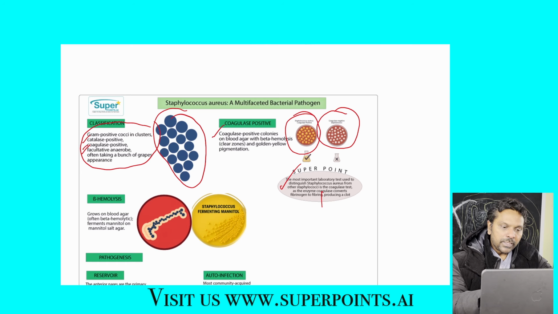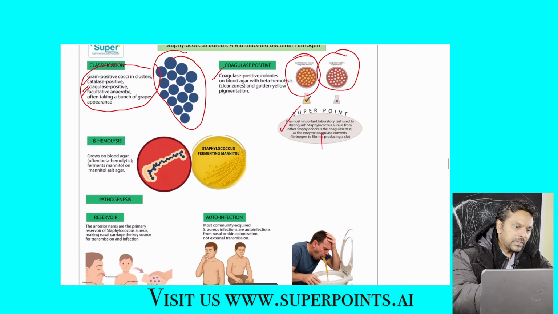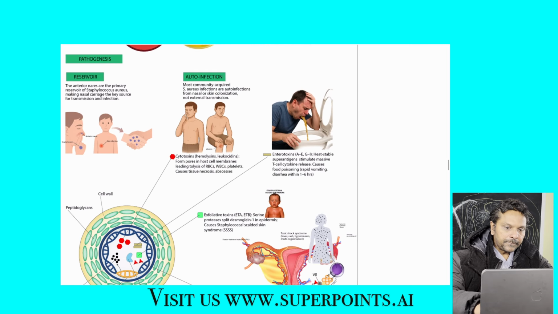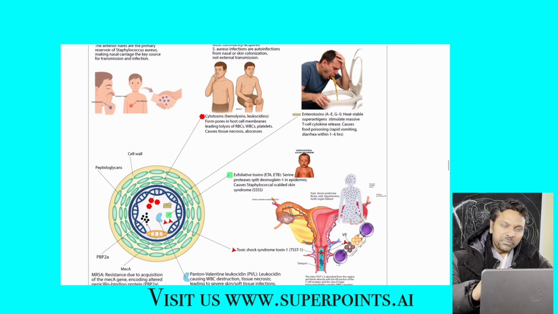Coagulase positive colonies on blood agar with beta hemolysis, clear zones, and golden yellow pigmentation. So beta hemolysis, grows on blood agar, often beta hemolytic, ferments mannitol on mannitol salt agar, Staphylococcus fermenting mannitol, and it produces many toxins. Again, it's very, very important, these toxins, even though they are a pain in the neck to remember. Take time to memorize them because everything is important.